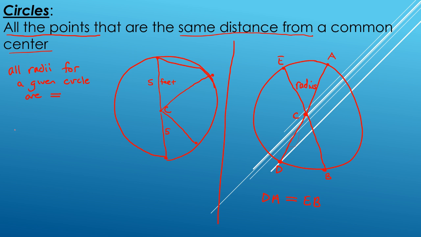Add this onto your notes. All diameters for a given circle are equal. So if we know the length of one diameter, that can help us find the length of another diameter if they ask for it.